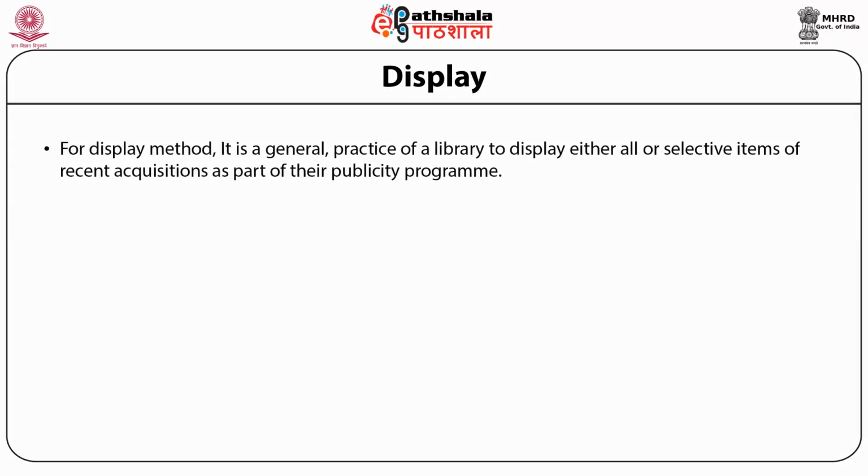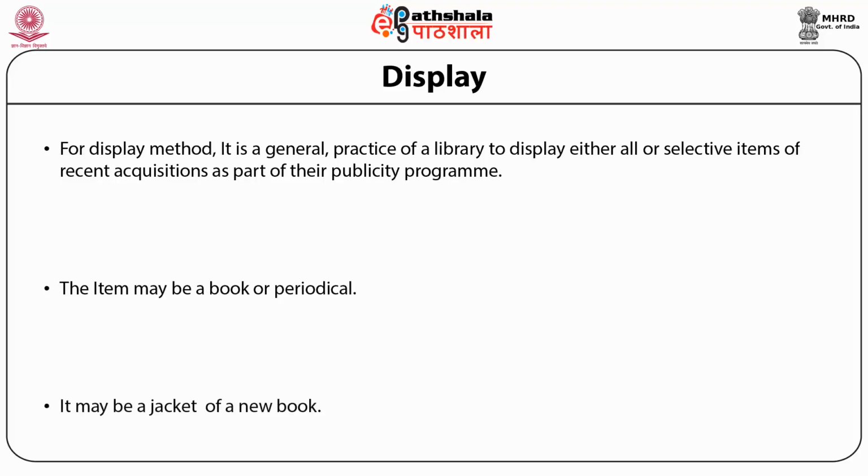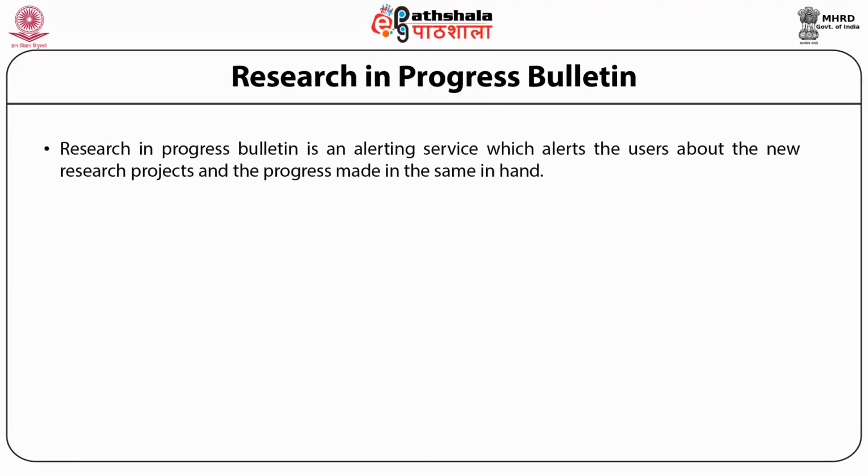For the display method, it is a general practice of libraries to display either all or selective items of recent acquisitions as part of their publicity program. The item may be a book or periodical, it may be a jacket of a new book also. Research in Progress Bulletin is an alerting service which alerts the users about the new research projects and the progress made in the same in hand.